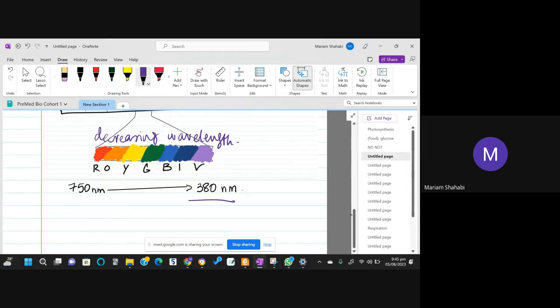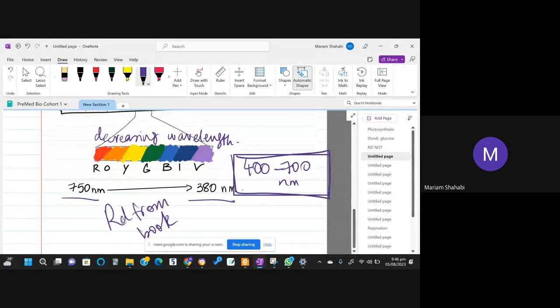अच्छा, अब ये 380 and 750 बहुत specific numbers हैं. Again, you should read from your book ये book में क्या number दिया हुआ है. A safe range to remember is 400 to 700 nanometers, जो visible light की range है. This is a safe range to remember.